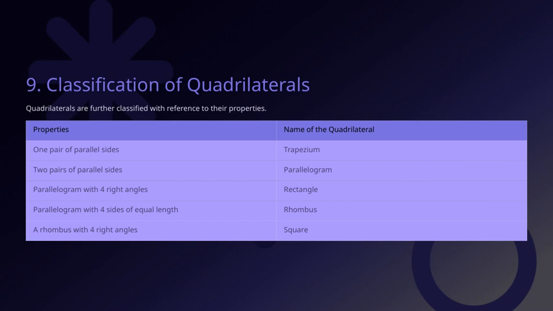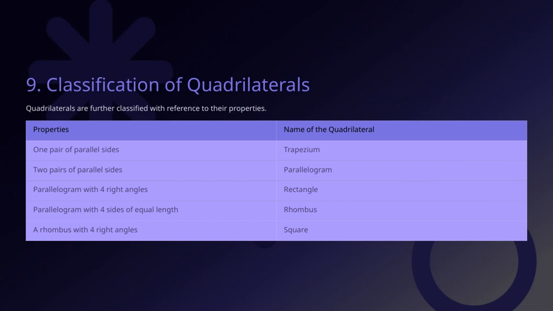Now, within parallelograms, we have some special types. For example, a rectangle is a parallelogram with 4 right angles, making it a very particular kind of parallelogram. Then there's the rhombus, which is a parallelogram with all sides of equal length. And finally, when we combine those properties, having all sides equal and all angles right angles, we get a square. It's really the most specific and symmetrical of all these shapes.